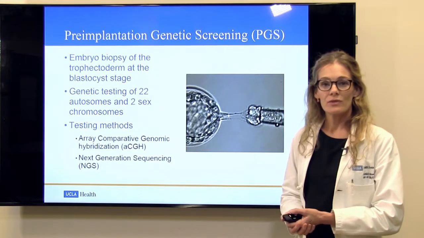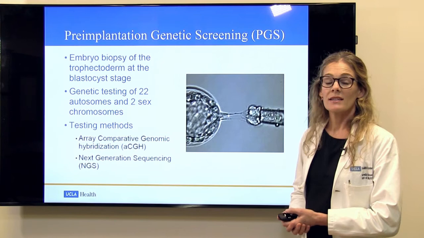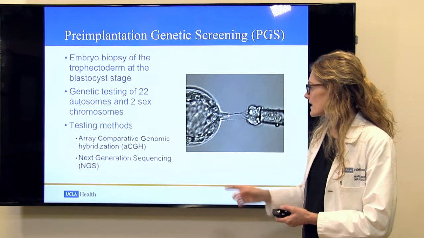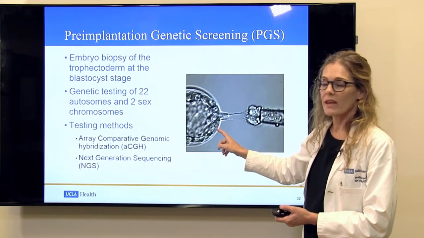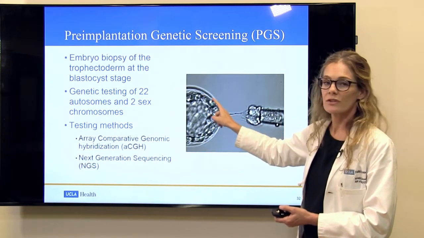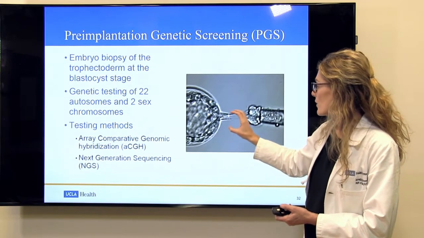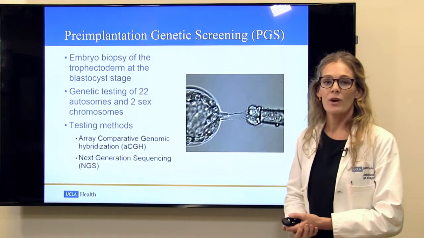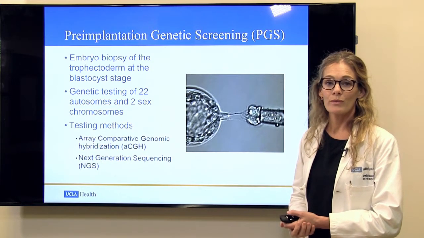Of the embryos that do reach the blastocyst stage, these can be genetically tested if you choose. With the genetic testing, several cells are removed from the embryo. They're removed from the cells that are destined to become the placenta. These cells are called trophectoderm. Those cells are then sent for genetic testing to assess if that embryo has the correct number of chromosomes.